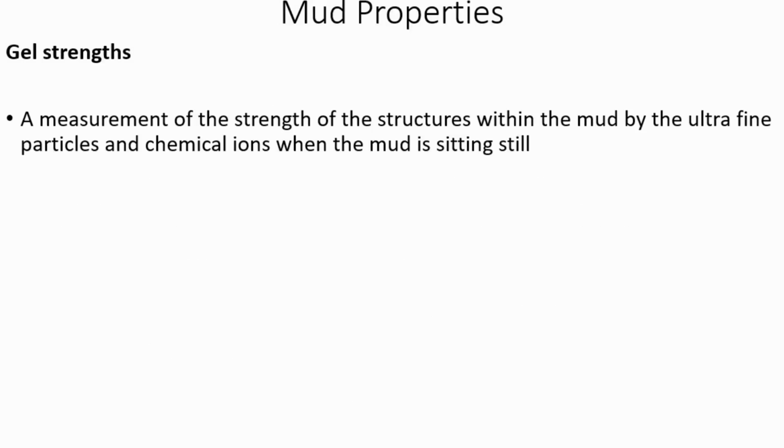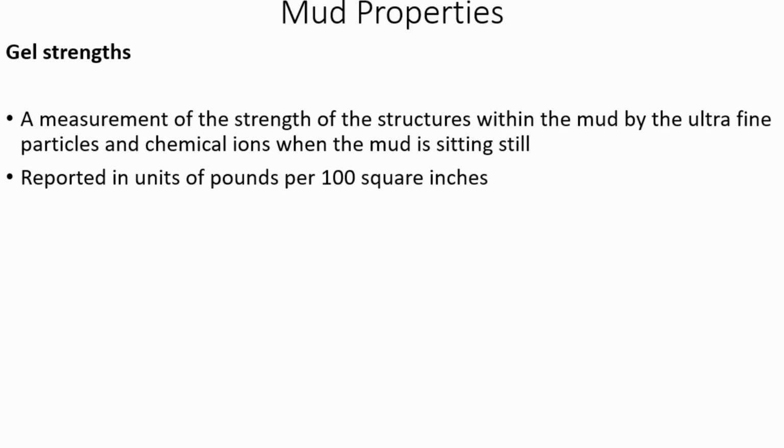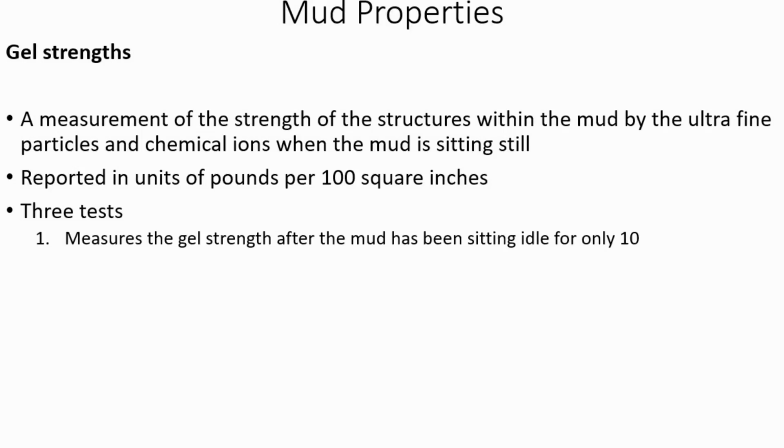Gel strengths are a measurement of the strength of the structures that are created within the mud by the ultrafine particles and the chemical ions when the mud is sitting still. It's also reported in pounds per 100 square feet. Now there are 3 times that they're tested, generally on a mud report. The first time would be immediately after the rheometer stops turning and it's sitting idle for 10 seconds. The second time would be after the mud is sitting idle for 10 minutes, and the third time would be 30 minutes. Now some people measure them after 4 hours in addition to that.